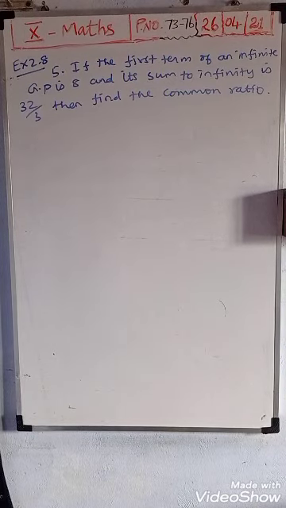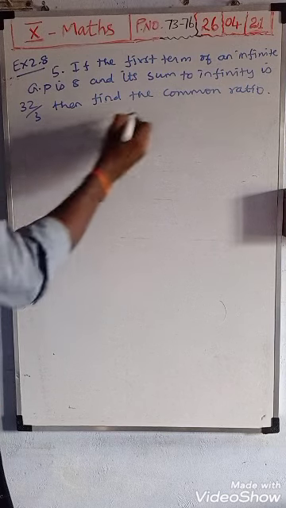See, next question: if the first term of an infinite GP is 8, the first term is given as 8, and the sum to infinity terms, S infinity value, is 32 divided by 3, then we want to find the common ratio. Okay, it is easy. In the earlier questions a series was given and we wanted to find S infinity. Here S infinity value is given, the first term is given, and we want to find the value of the common ratio.